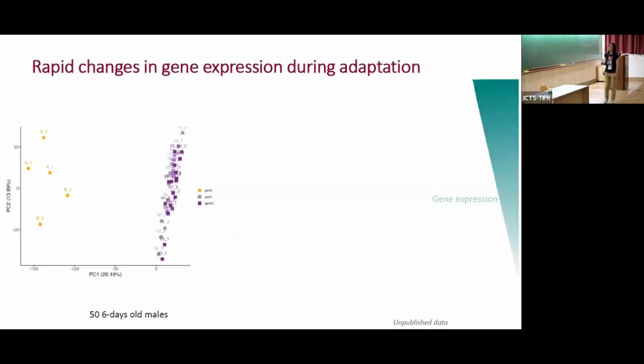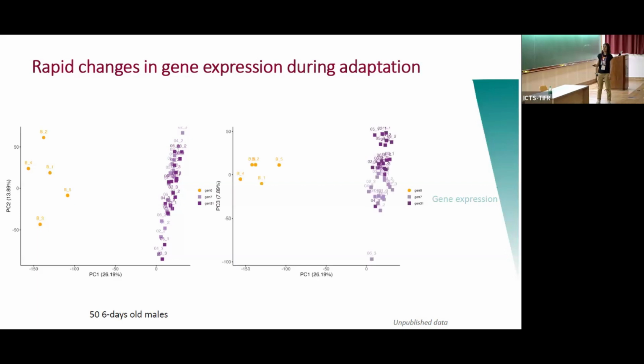Okay. And now we look at gene expression. So here is a PC of the founder population, shown in orange, and the evolved population. The light purple is generation 7 of these large populations, and the darker purple is generation 31. So we see that PC1 separates our founder population from the evolved ones, and they all cluster nicely together. And when we look at PC1 and PC3, then we could separate generation 7 and 31.